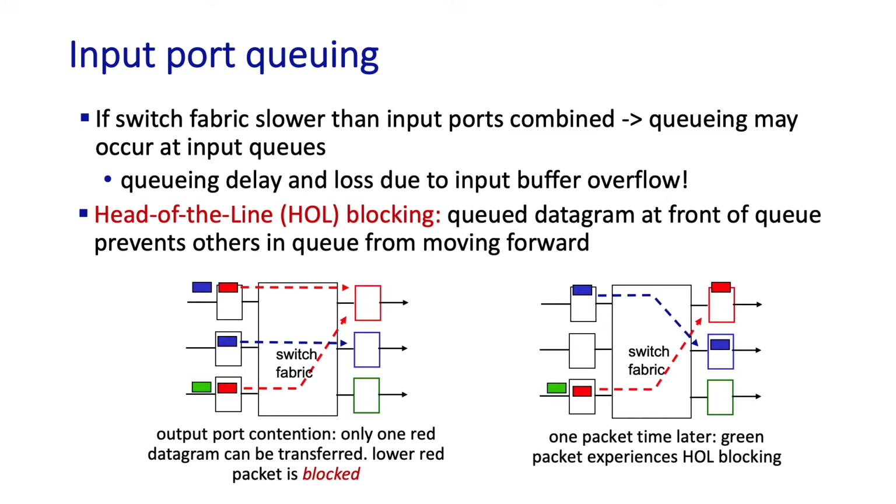Take a look at this example here, where the colors of the packets correspond to the output port to which they're destined. Say at time t, we see the top and bottom input ports have a red packet destined to the upper output port. In one clock tick, the upper red packet is transferred from the input to the output side of the switch. The blue packet in the middle is also able to move from its input port to its output port. The red packet at the bottom, however, is blocked from moving to the red output port since the packet at the top was already transferred there. And so the green packet behind this lower red packet experiences head-of-the-line blocking.